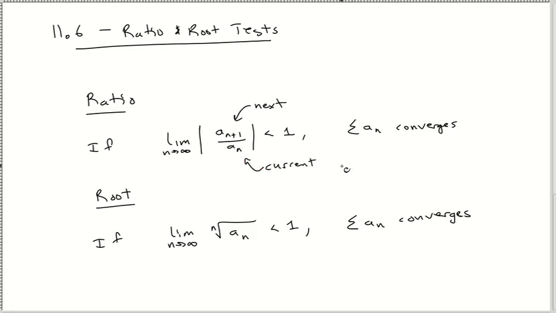So what we're going to do is plug in an n on the bottom, and on the top we're going to plug in an n plus 1 and figure it all out. A lot of stuff is going to cancel, etc.